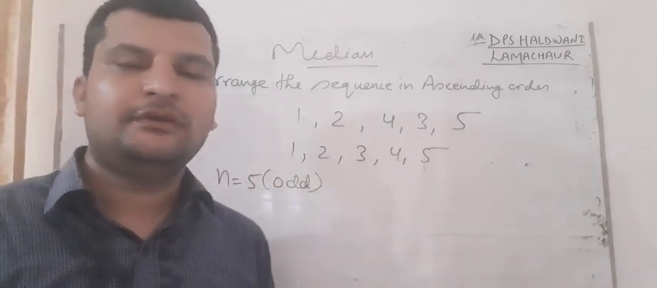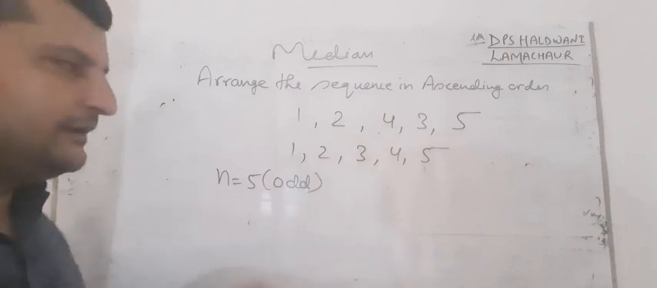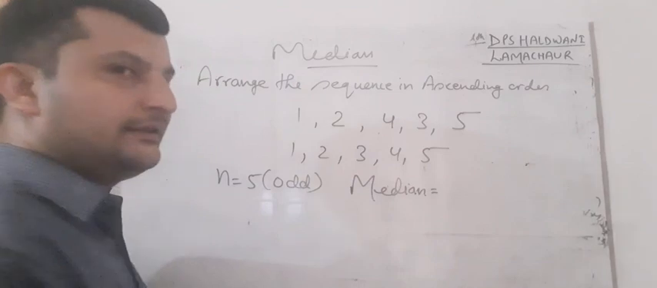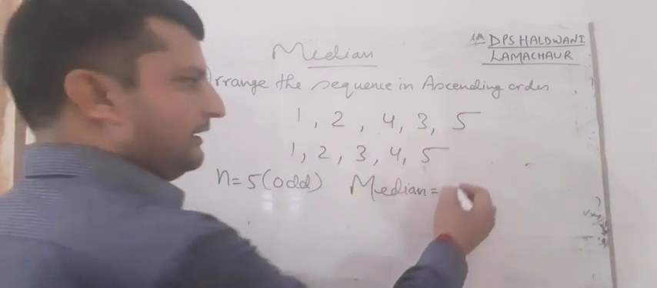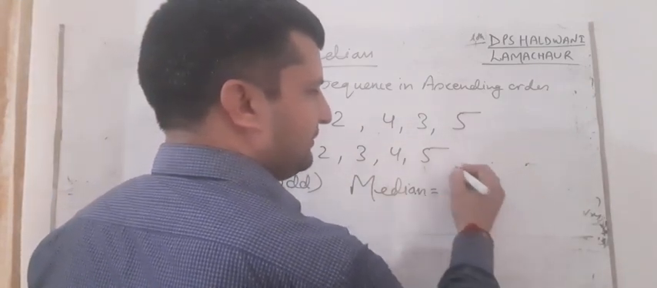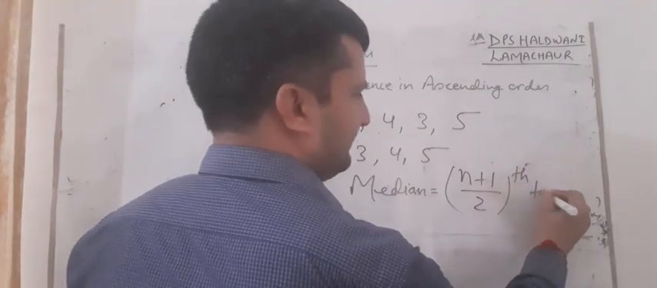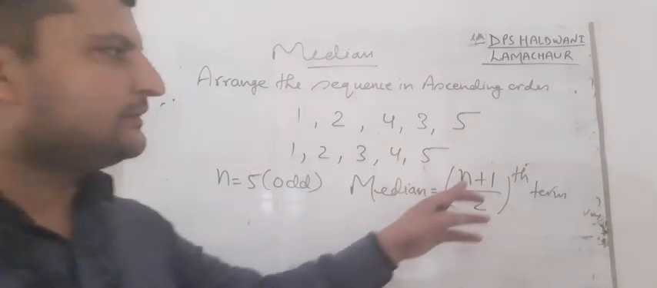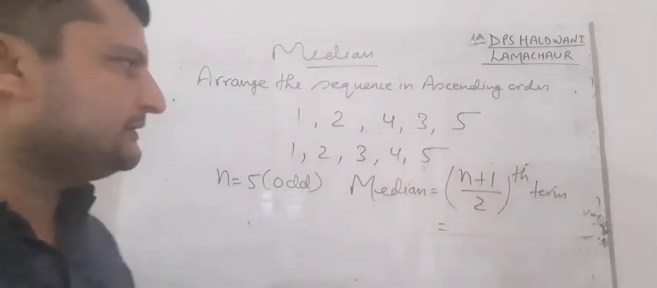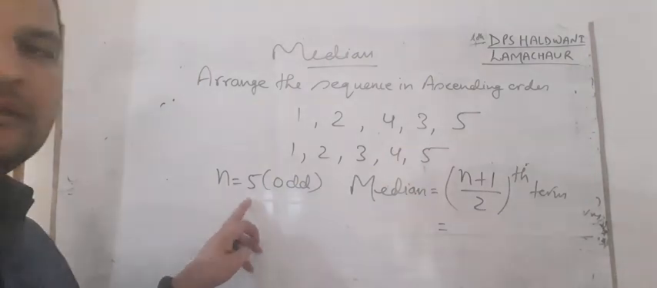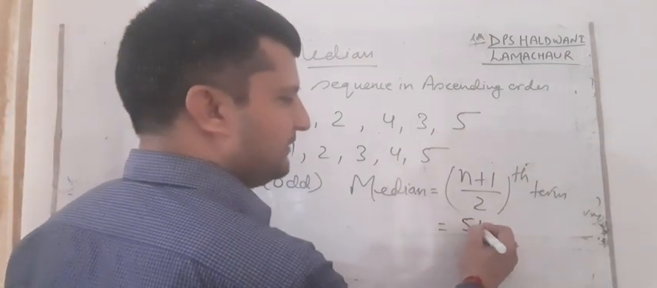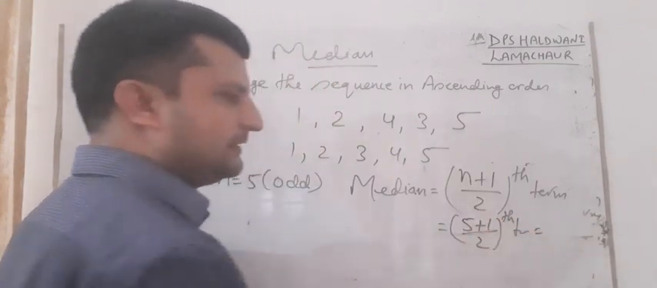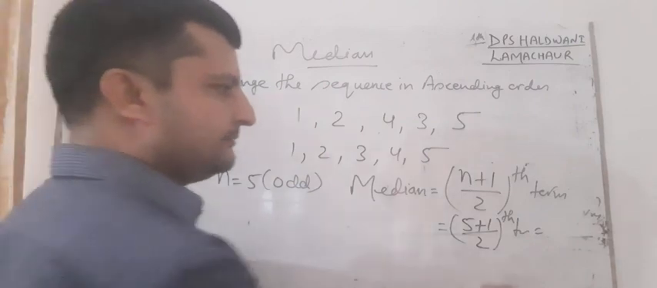So students, what do we have to do for finding the median? Median is equal to the (n plus 1) upon 2th term. That is what I have written as the formula. So how many numbers are here? N is equal to 5. So we will take the 5 plus 1 by 2th term: 5 plus 1 is 6, and 6 upon 2 is the third term.